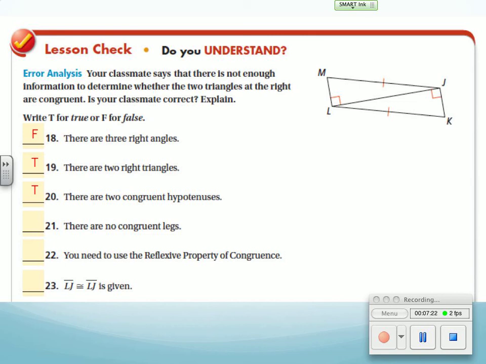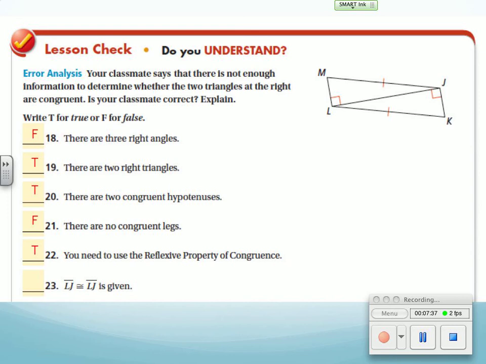There are no congruent legs. That is false, because they share a leg. You need to use the reflexive property of congruence. That is true. LJ is congruent to LJ is given. That is false, but that's how we're going to prove that the triangles are congruent.